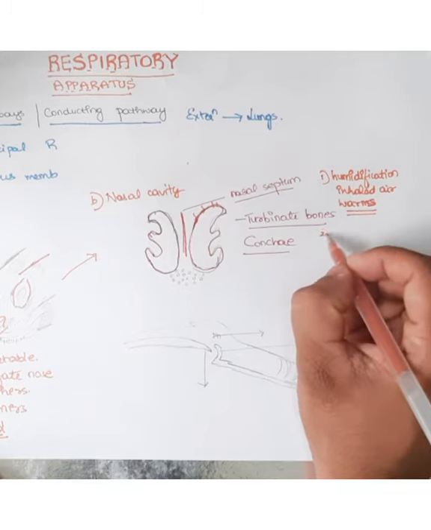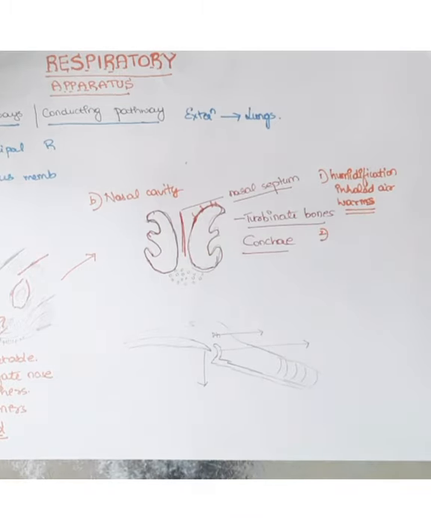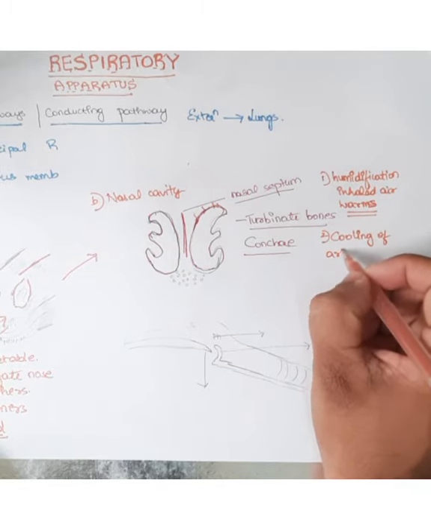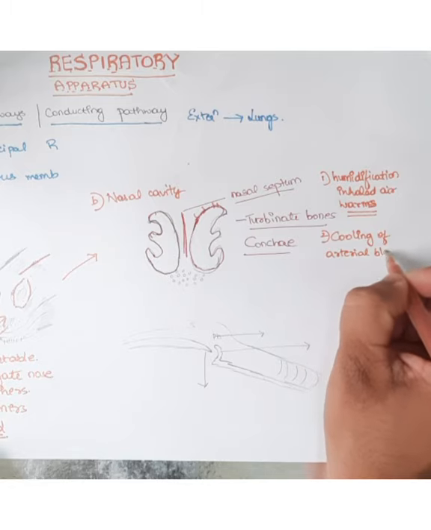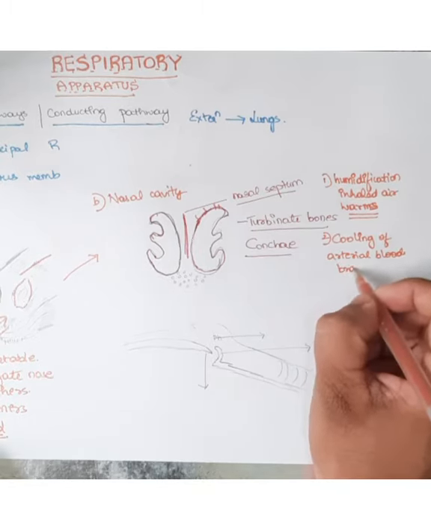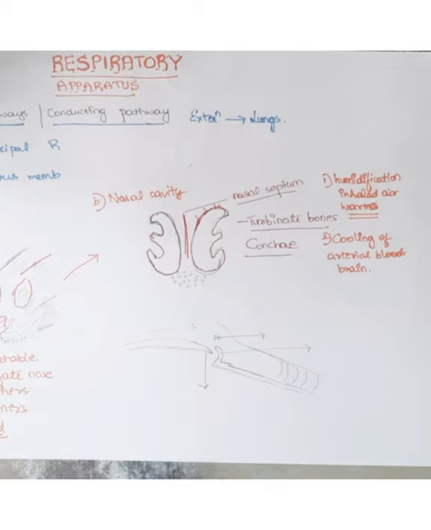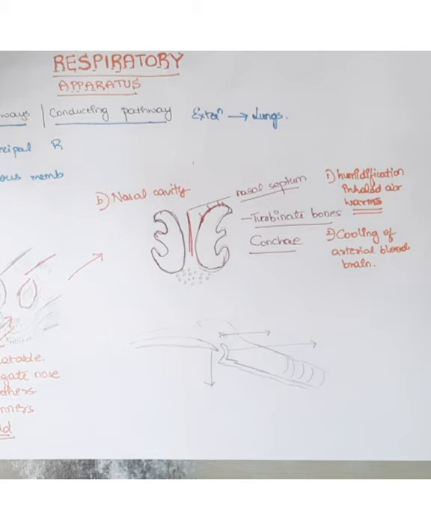Number two, these turbinate bones are also involved in cooling of the arterial blood that is going into the brain. So it has small arteries which are embedded in a group of veins. This is most important because the brain is a structure which is heat sensitive.